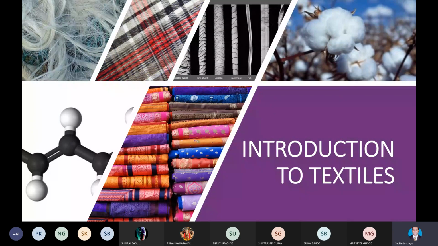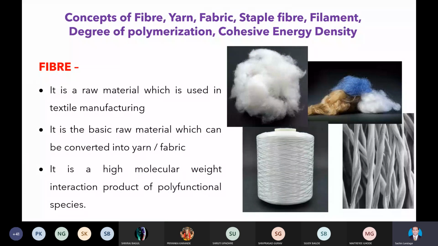So now we are going to start with our actual syllabus content. That is nothing but the introduction to textiles, our first unit. So what was the first point in our syllabus? The concepts of fibers, yarn, fabric, staple fiber, filament, degree of polymerization, cohesive energy density. That point we are going to see over here.